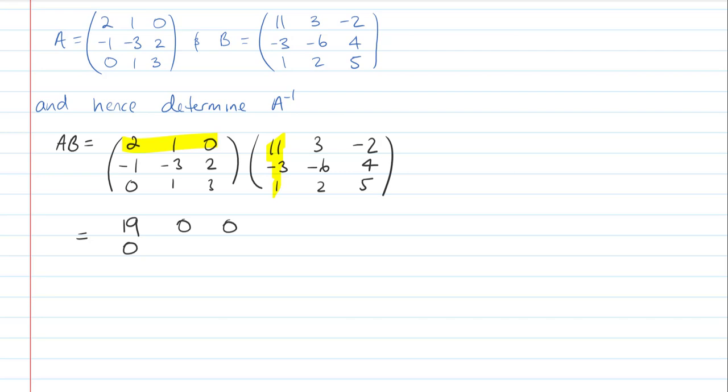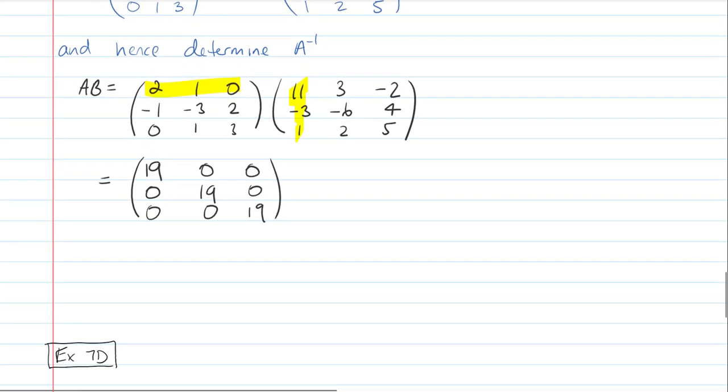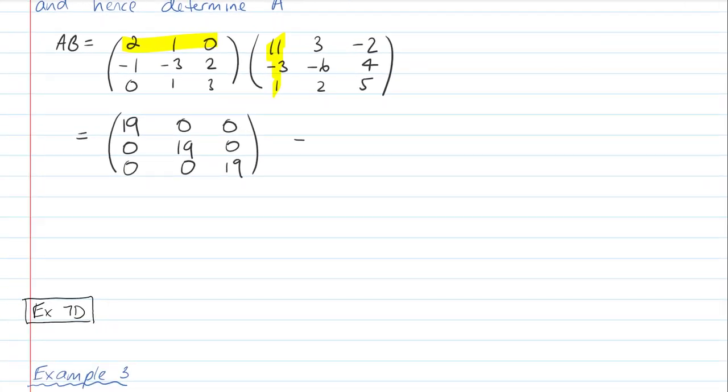Hold on, -3, so plus 18 makes 15, and then plus 4 makes 19. And then -1 times -2 is 2, minus 12, so that makes -10, plus 10 is 0. I can see where this is going. 0 times 11, -3 plus 3 is 0. 0 times 3, I don't have to worry about the 0 anymore, so I just get -6 plus 6 is 0. And then I get 4 plus 15 is 19. So AB is equal to that, which of course is equal to 19 times I.